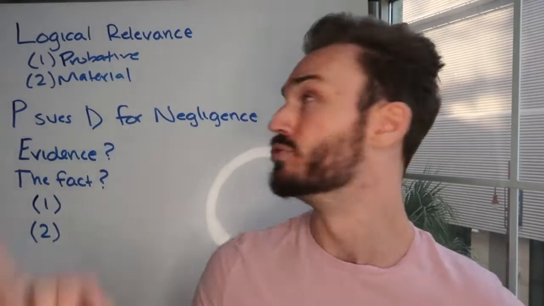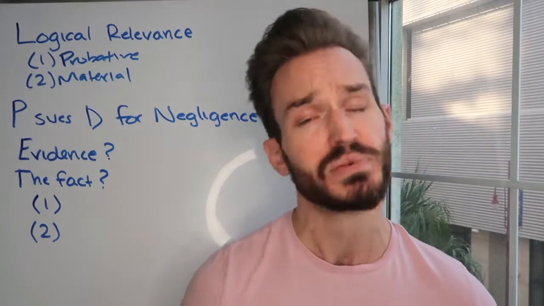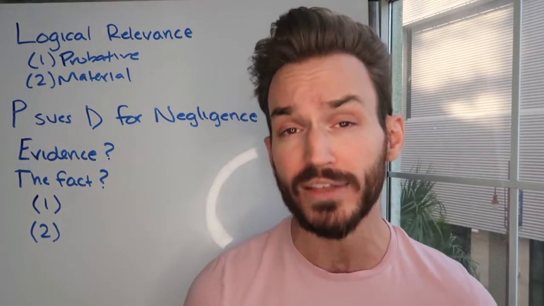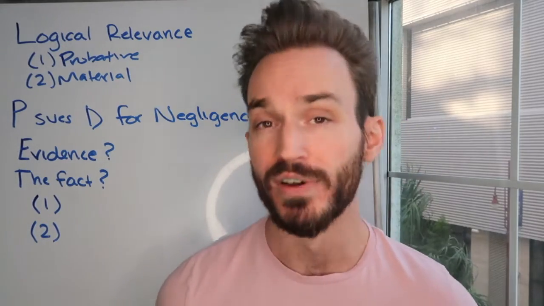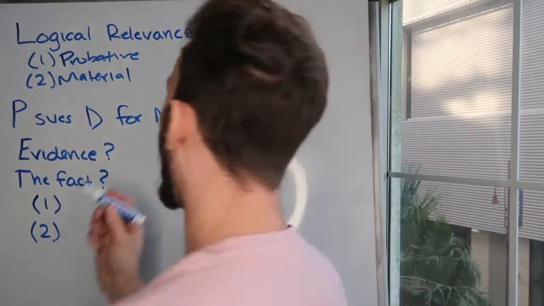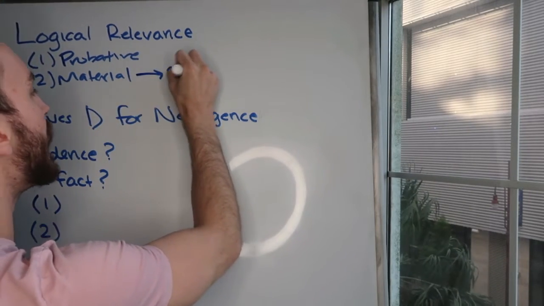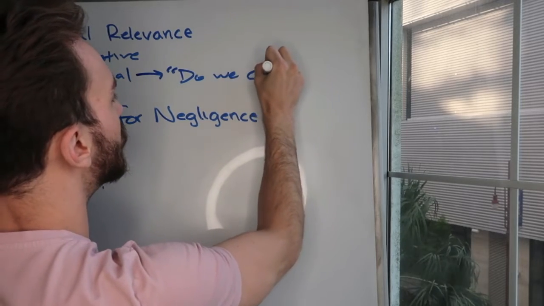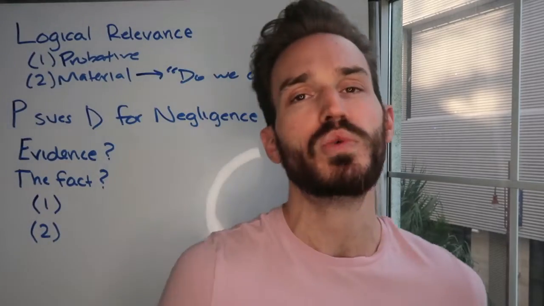For probative value, your first element in this test, what we say is if the piece of evidence that's being introduced has any tendency to make a fact more or less probable than it would be without the evidence, it is probative. And if that fact is of consequence in determining the outcome of the action, then we say it's material. Sometimes I call the material element of this test the do we care test. Do we care?